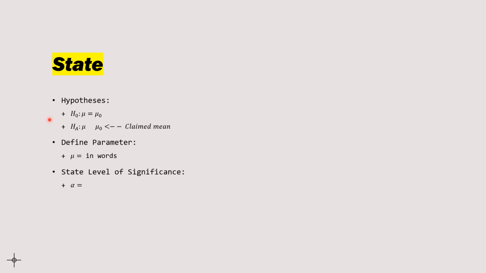Also in state, define the parameters. So you want to say what mu is, what's the context of the problem, and then mention what the level of significance is. So the alpha level, alpha 0.05, alpha 0.1, alpha 0.001, whatever the alpha is. So make sure you state that also in the state section. Okay, so that's the first part.